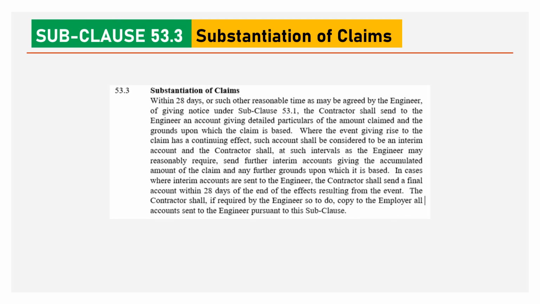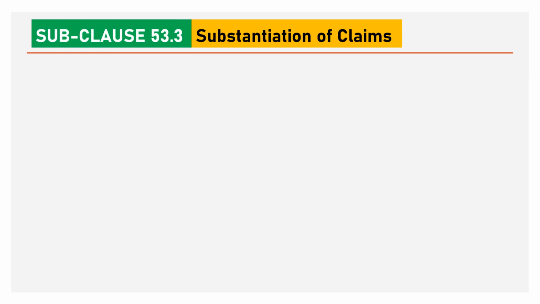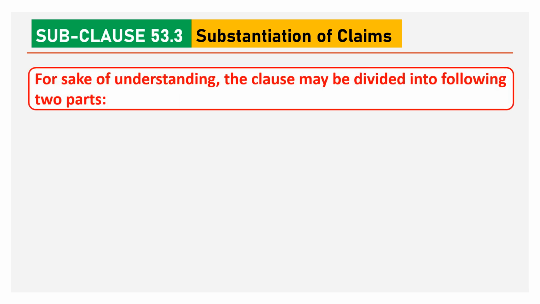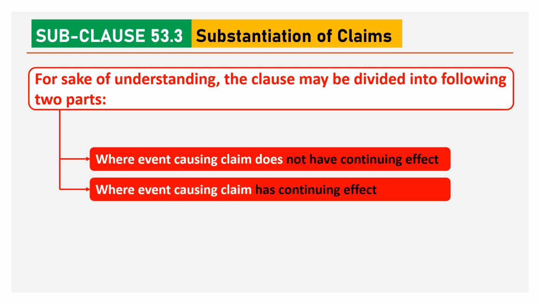First of all, we will discuss subclass 53.3 substantiation of claims. For the sake of understanding, this class may be divided into the following two parts: where the event causing claim does not have continuing effect and where the event causing claim has continuing effect.